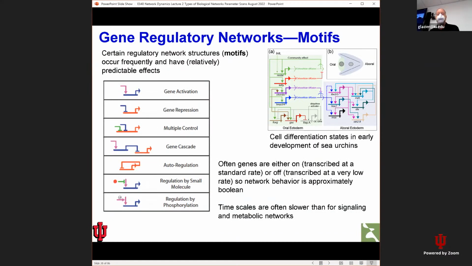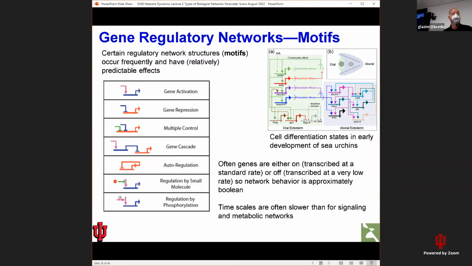We'll see things called gene regulatory motifs. This is a picture of the differentiation states in sea urchin. That wouldn't be a bad thing to do a model of as a class project. We have simple things like gene activation and gene repression. As I mentioned, here we have two repressors that come in, and we have to ask the question, do they cooperate? Do they oppose each other?